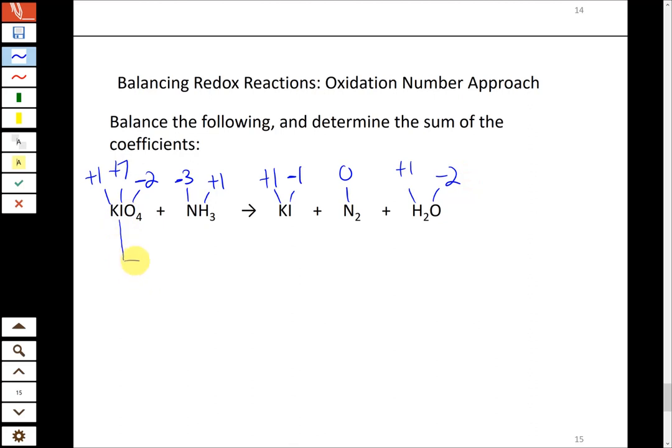So iodine is going from +7 to -1. So the difference between that, 7 to -1, is 8 electrons for that part. The other one that's changing is nitrogen. It's going from -3 to 0, but again, this is a situation where we have 2 of those on the product side. So we're going to put a coefficient of 2 here to remind ourselves that it's happening twice. Each nitrogen atom is going from -3 to 0 to form N2. So it's a total of 6 electrons. 2 -3s to 0. 3 electrons each for a total of 6.